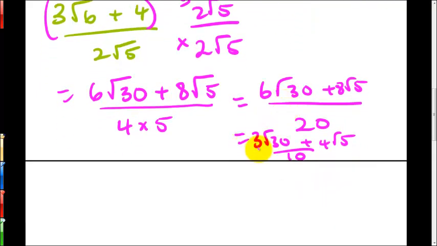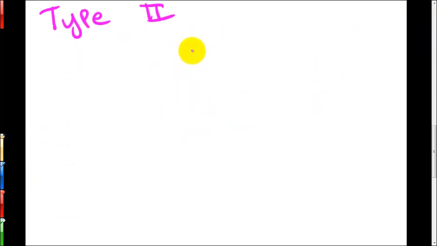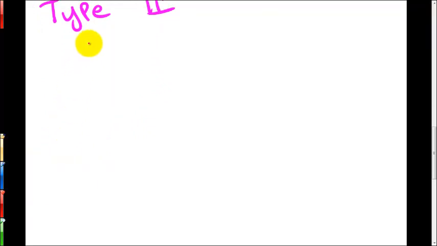Okay. Now, we're going to look at type 2 cases. So type 2. Okay. The only difference between type 1 and type 2 is the fact that the denominator no longer has just a single surd. It has a surd with something else, another surd or another number.